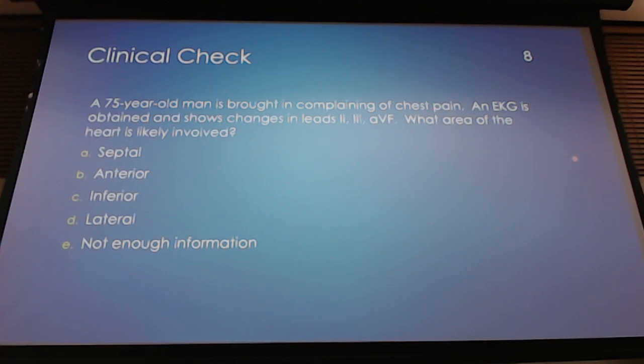Inferior, right? So I say 2, 3, and AVF, they go together. F is inferior, so you can kind of think about it that way.